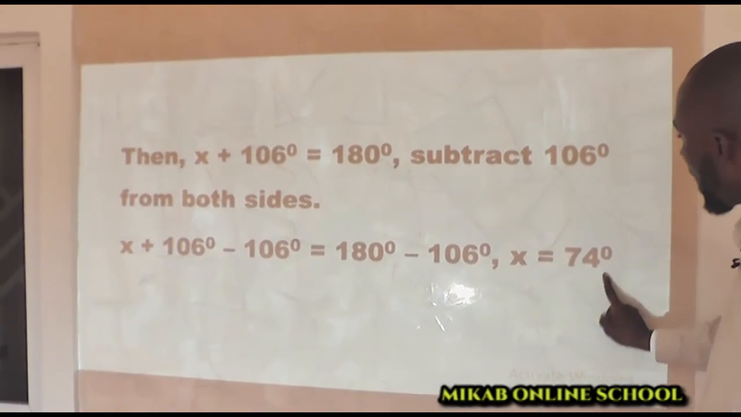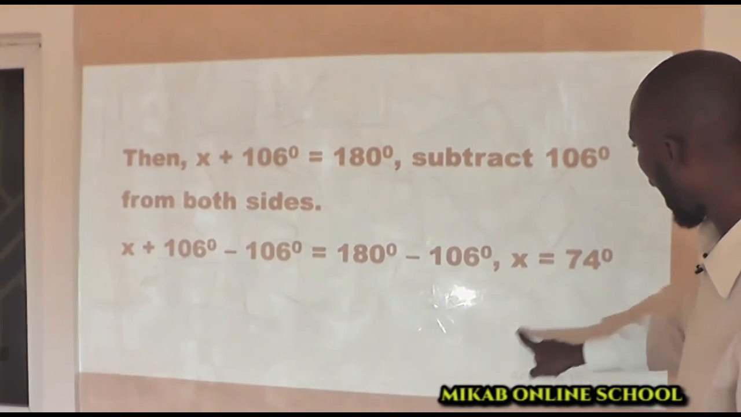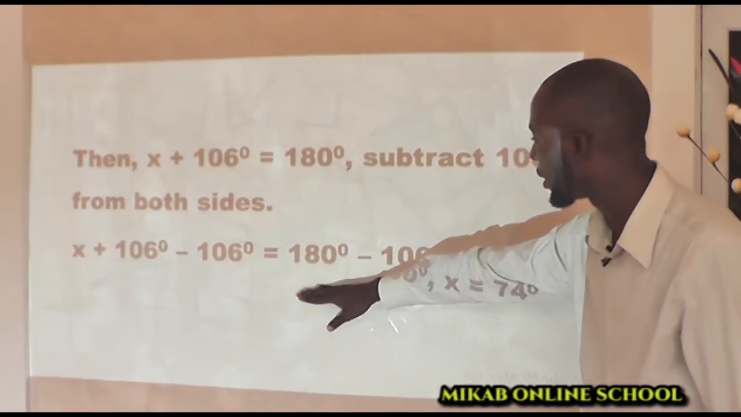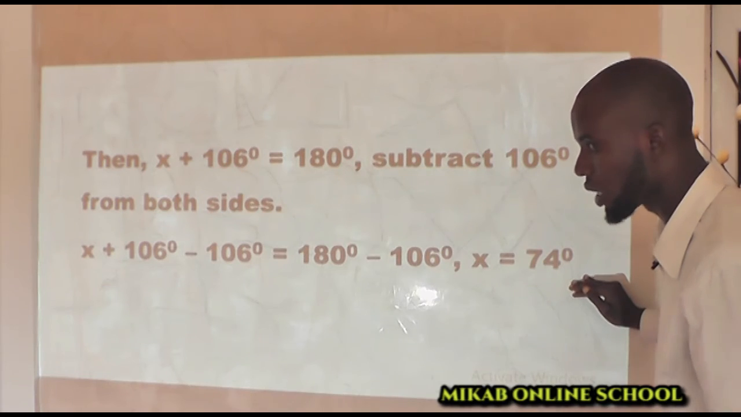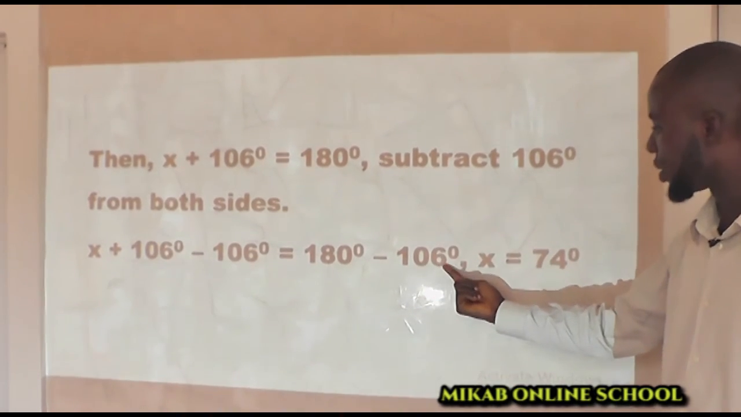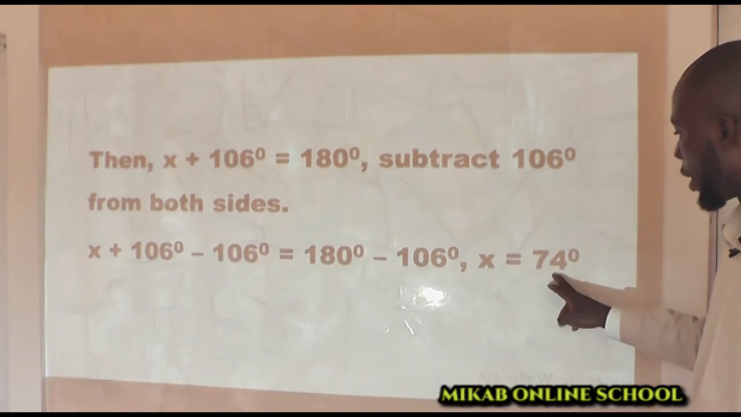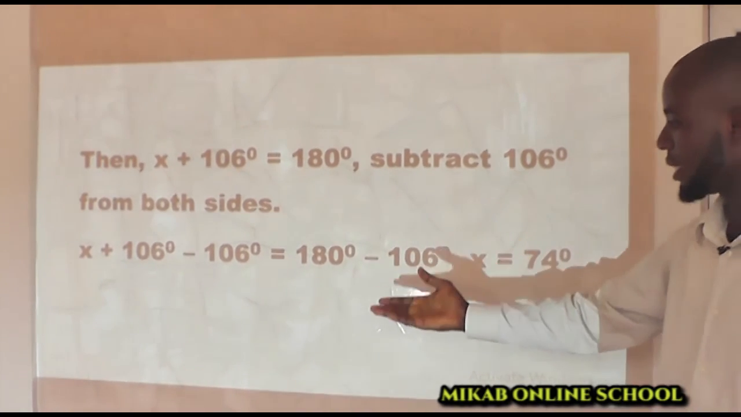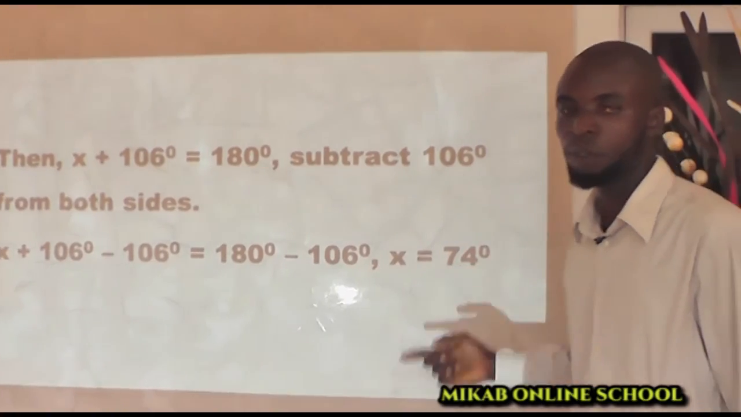And you agree with me that the summation of this 74 degrees and 106 degrees will give us 180. That is why the two of them are referred to as supplementary angles. The supplementary angle of 106 degrees is 74 degrees. It means that the summation of the two, which is 106 degrees and 74 degrees, will give us 180 degrees.